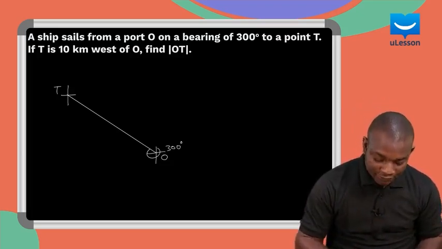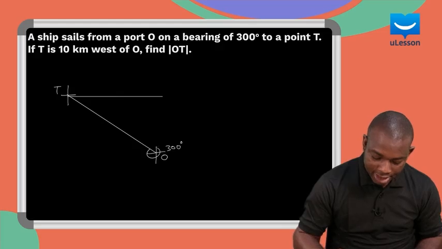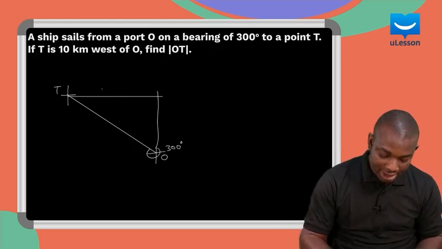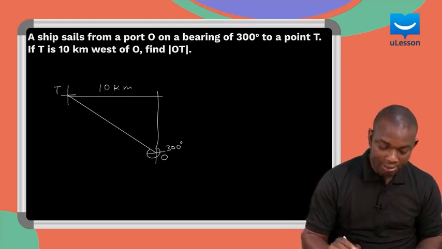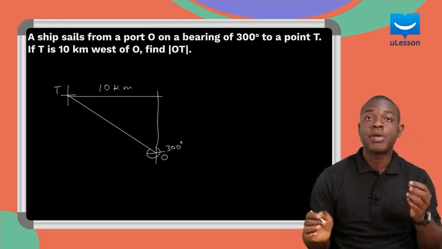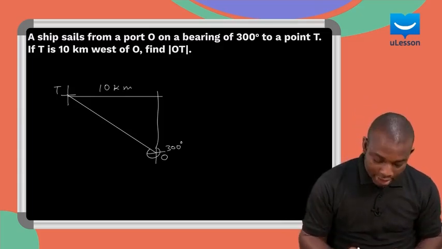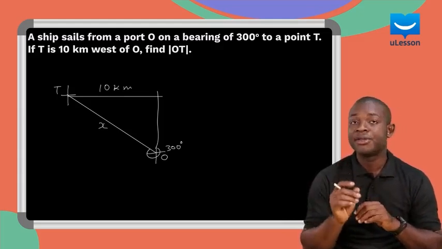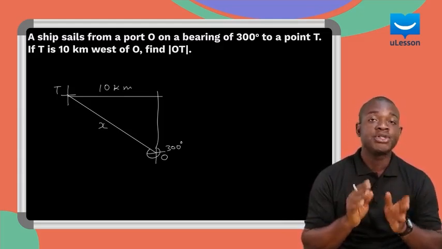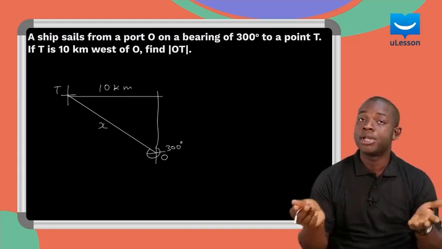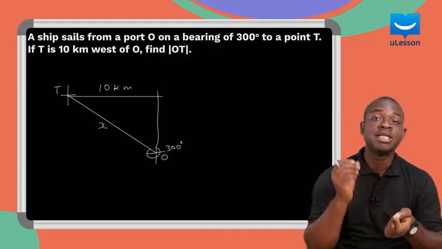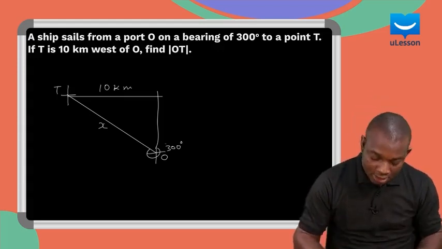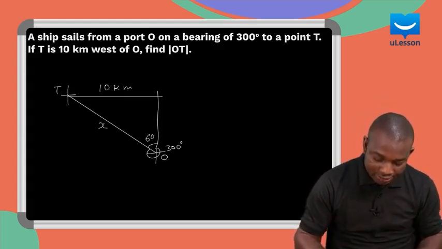This means that if we draw a horizontal line from T and a vertical line from O, the length of that horizontal line is 10 kilometers. And then we are to find line OT. Let's call it X. Now at the point where we have 300 degrees, within the triangle we are going to have 60 degrees because the angle at a point is 360 degrees. So when we remove 300 from 360, we have 60 degrees.